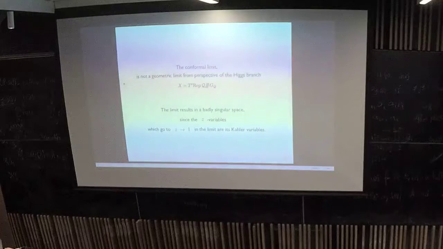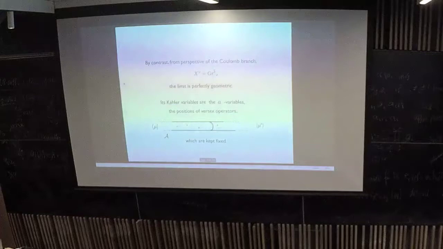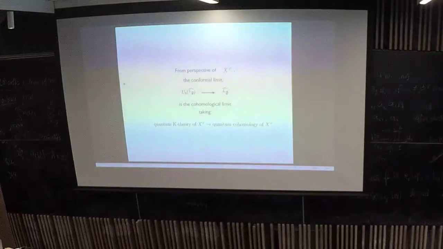In the Z to 1 limit, it becomes very singular, and everything that we know about X goes out of the window. By contrast, from the perspective of the Coulomb branch, X check, the limit is perfectly geometric. So the A variables are its scalar variables, and those we keep fixed. So from the perspective of X check, this is the answer to Kazarian's question: this conformal limit is simply the cohomological limit that replaces quantum K-theory of X check with quantum cohomology of X check.